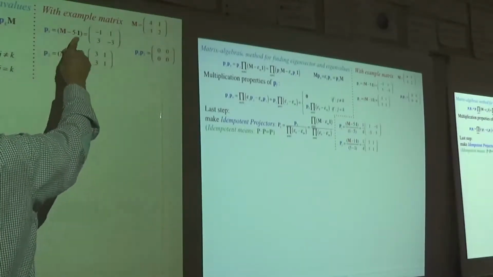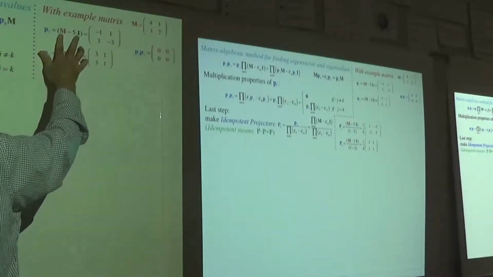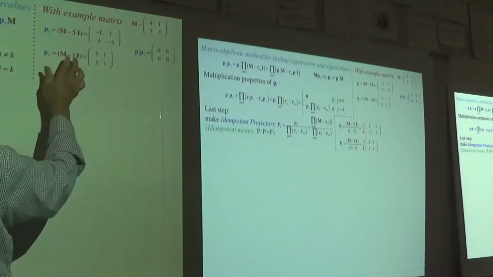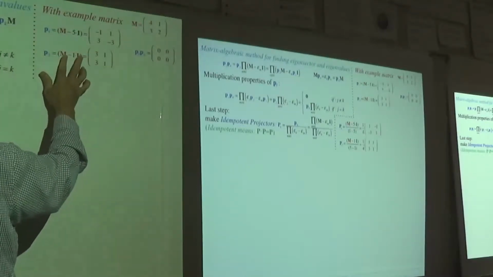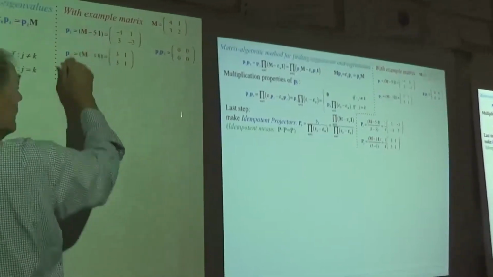So, let's go here and look at our example matrix. This is what we have with the first factor of the Hamilton-Cayley equation missing. This was the one where the second factor is missing. The first eigenvalue is sitting there, second eigenvalue is sitting there.